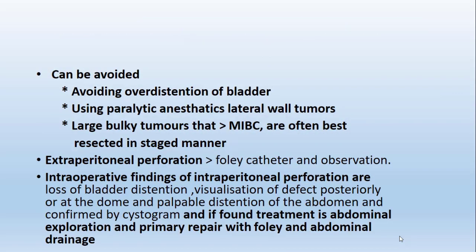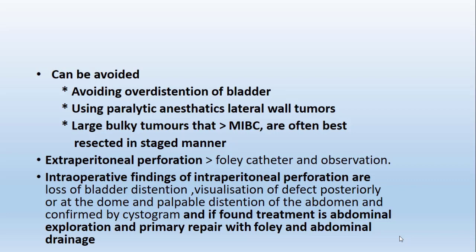Bladder perforation can be avoided during TURBT by avoiding over-distension of the bladder and using paralytic anesthetics when we resect lateral wall tumors. A large bulky tumor that may be muscle invasive is often best resected in a staged manner. If we come across an extraperitoneal perforation, the treatment is just placement of a Foley catheter with observation.